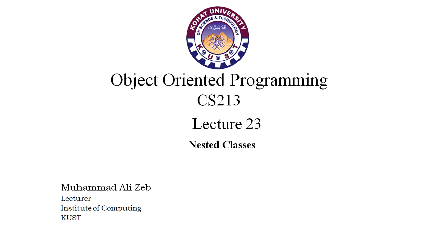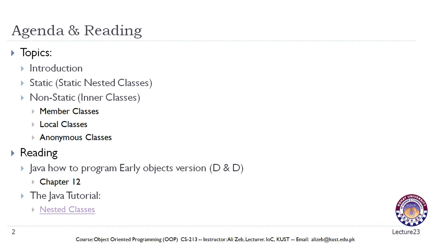This is lecture 23 of the course, and we will be discussing nested classes in the context of graphical user interfaces or graphical programming. The topics include the introduction to nested classes, the types of nested classes, for example, static, non-static, member classes, local classes, and anonymous classes. The relevant reading material can be found in chapter 12 of the reference book as well as the Java tutorial that you can find online.